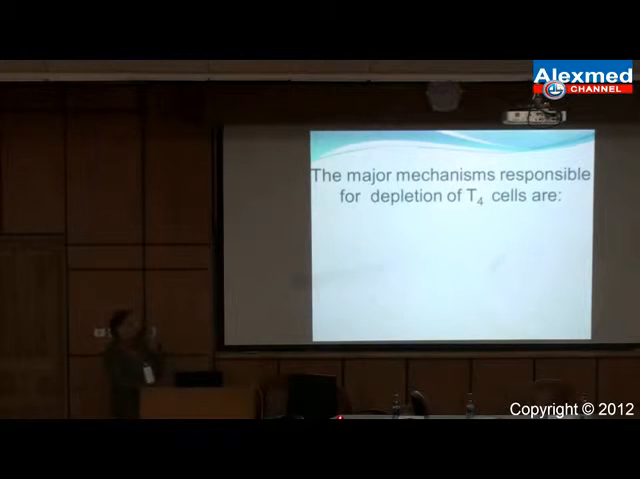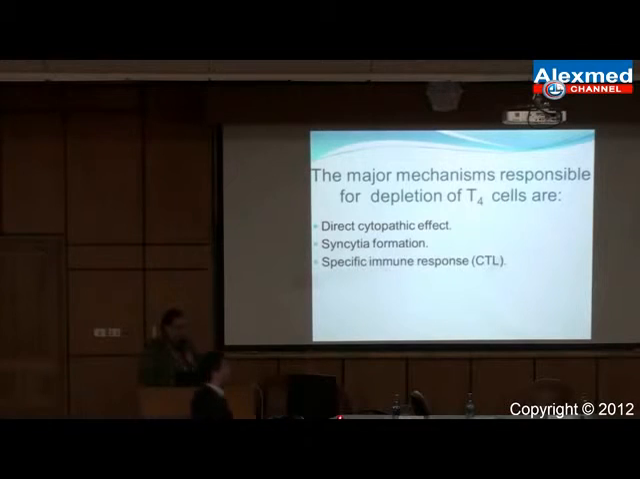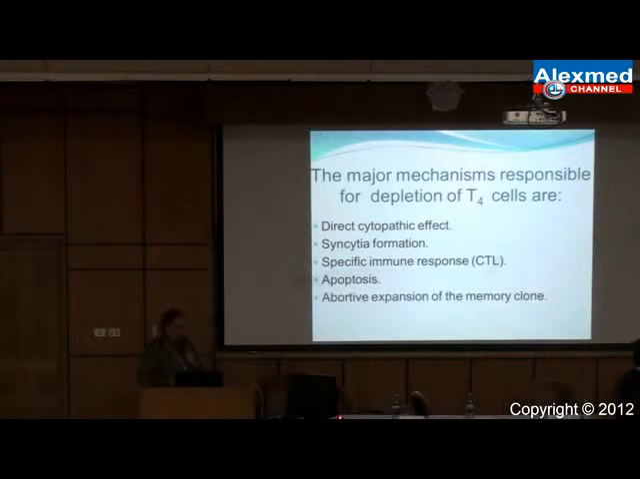What are the mechanisms that HIV uses to destroy the T4 cells? This is the main pathogenesis of HIV. These are some of the methods by which HIV destroys the T4 cells. The first is the cytopathic effect. As we all know, harsh viruses are lethal to cells. They cause lysis of the cell.